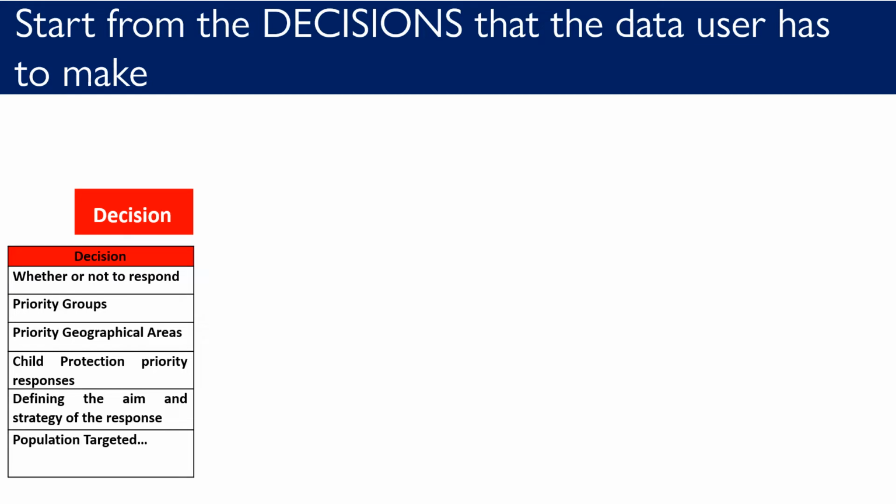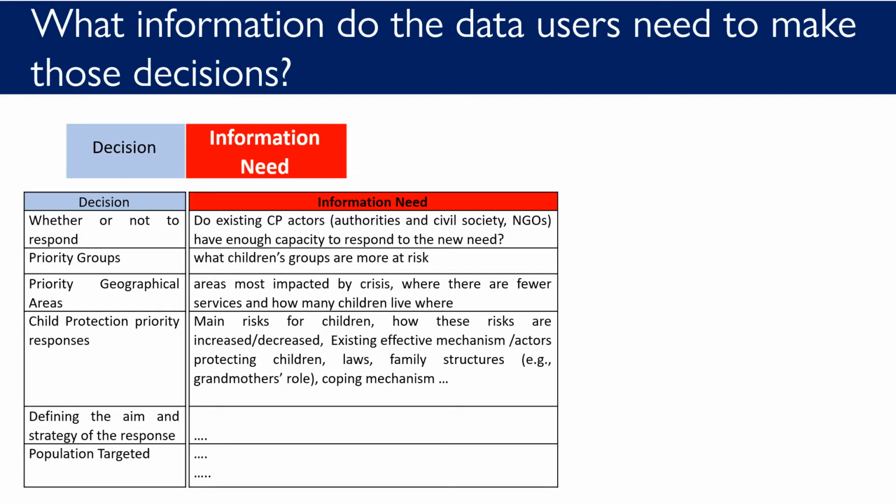Where are these children and families mostly? In what areas? Are they urban locations or rural locations? How many should we support? Estimation of a target number. After seeing the decisions that we need to make, we look at the information that we need in order to make those decisions.